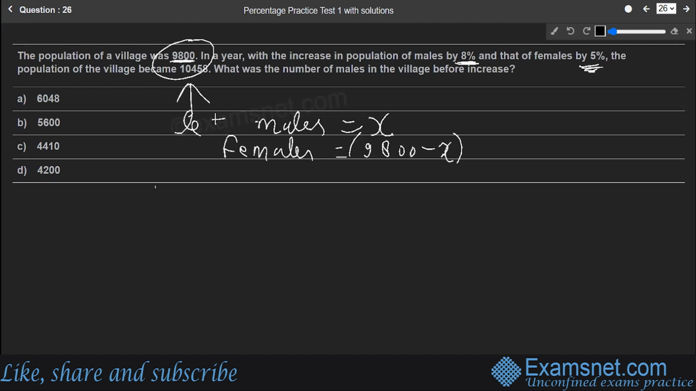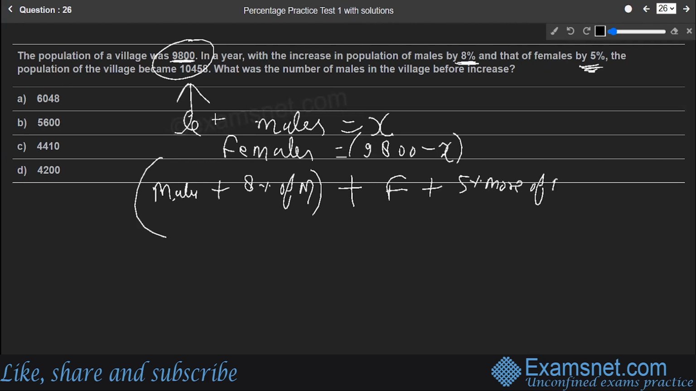So we'll write down 8% of the male population, male plus 8% of male, plus there is an increase in the female population by 5%. So we'll write female plus 5% more of female. This would be the total increase in the total strength, one by one, equal to the total new strength, that is 10,458.